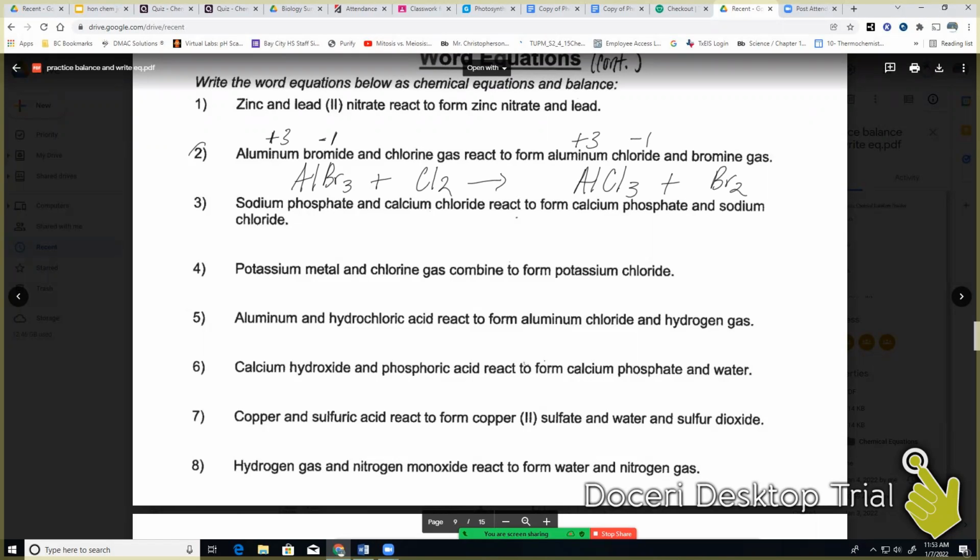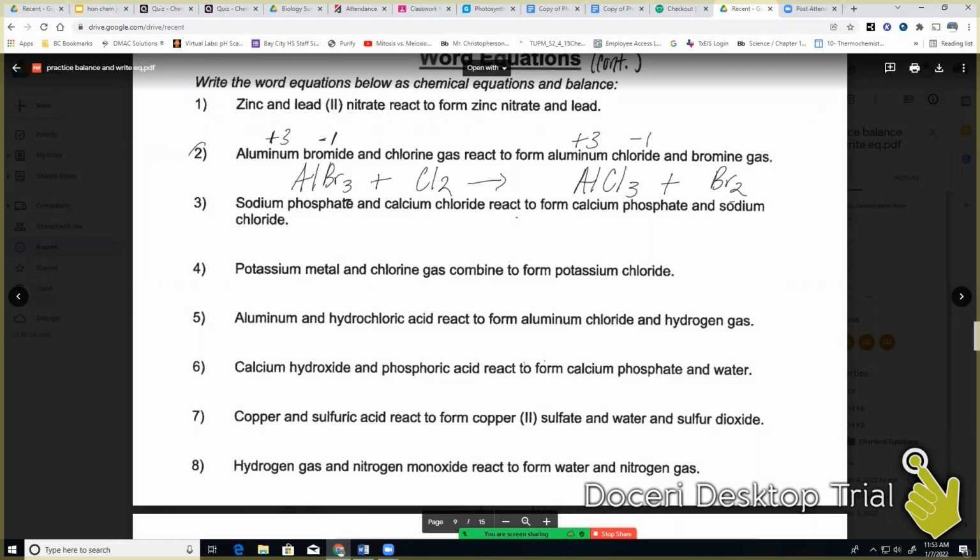So once again, notice that the subscripts do not travel across the yield sign. Bromine had a 3 here because it's bound with aluminum, but it only has a 2 here because it's by itself. And the same thing with the chlorine. All right, so that would be my correctly written equation. And I have a lot of 3s and 2s, which is something you'll commonly see.